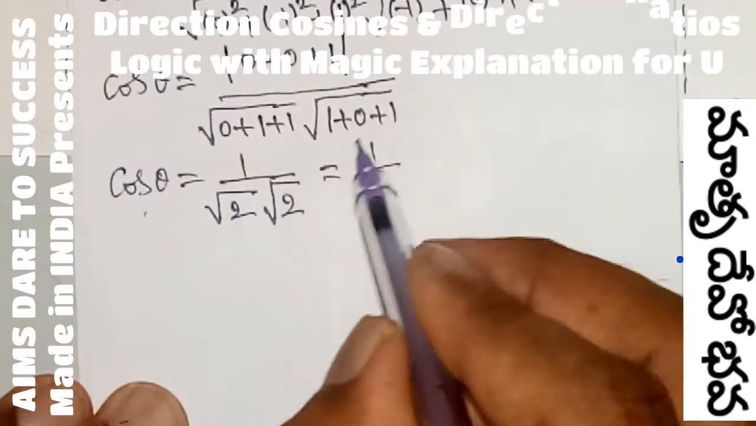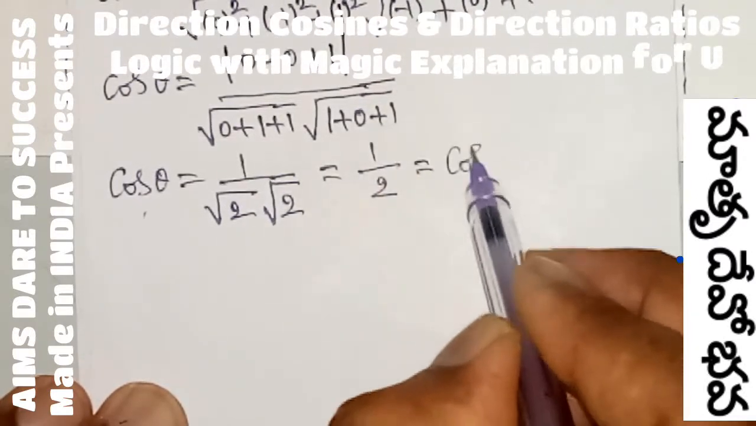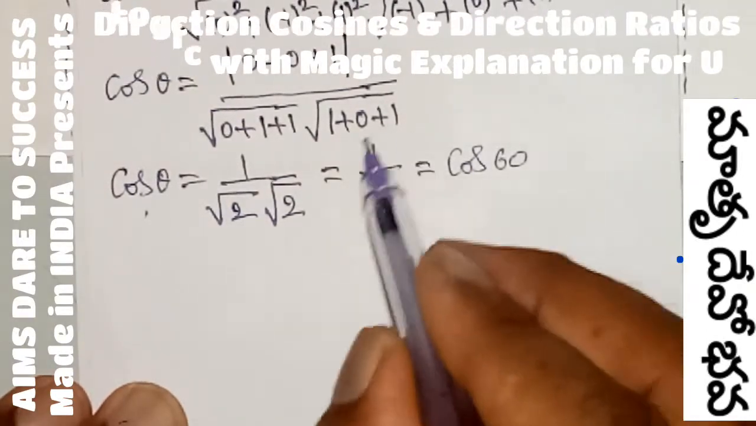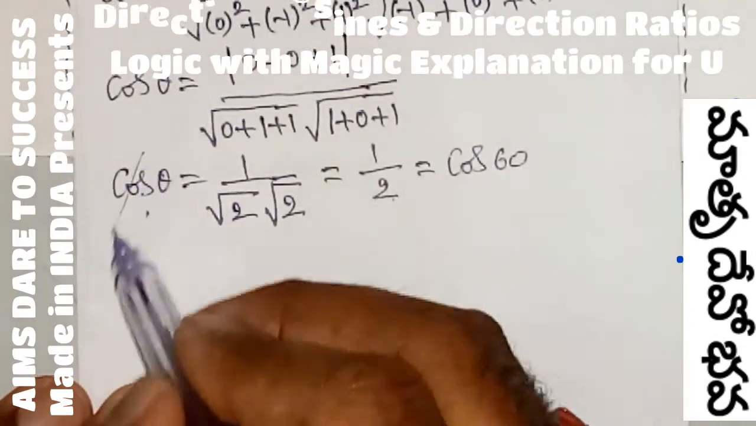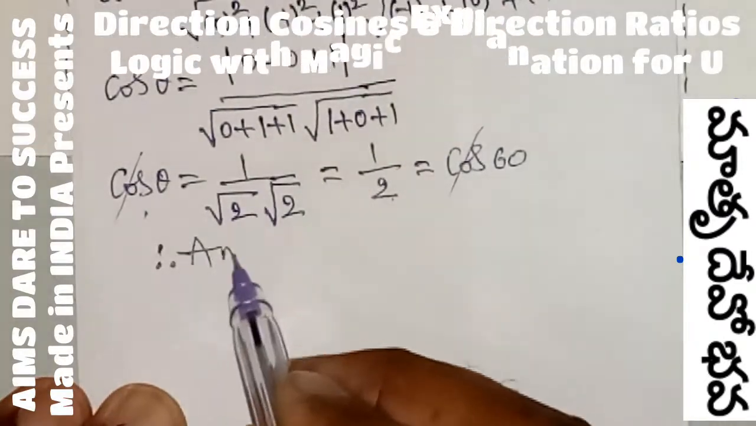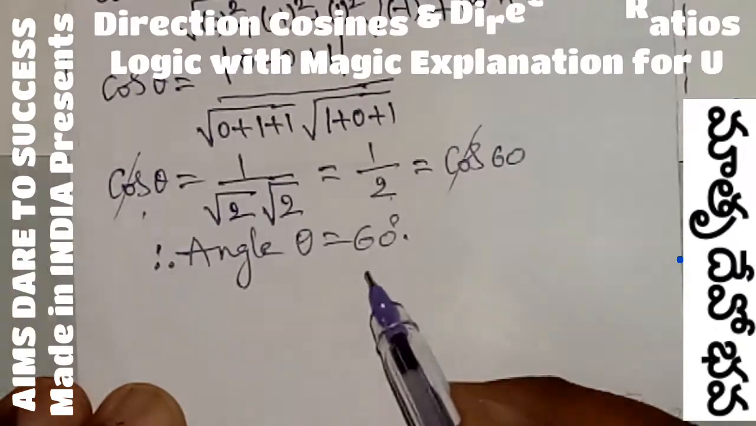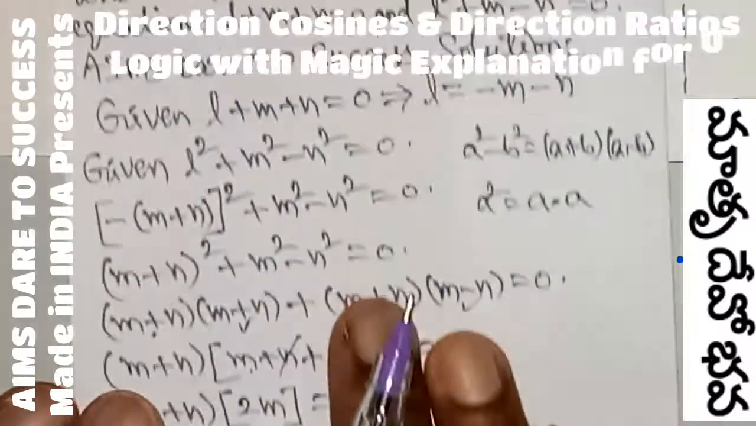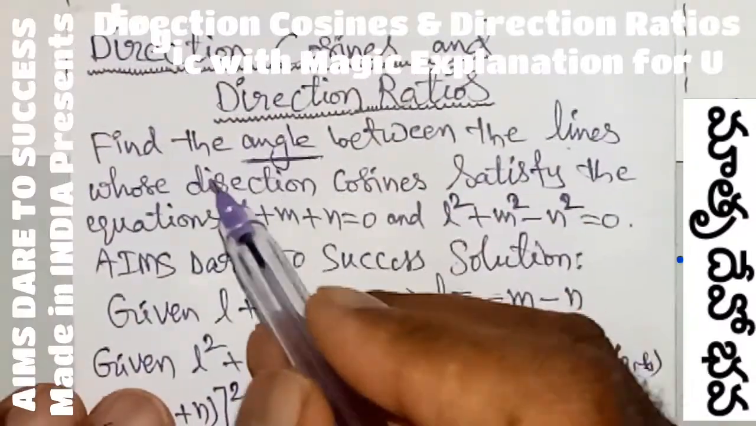In terms of cos, from the trigonometry table, the value for 1 by 2 is cos 60. Cos theta is equal to 1 by 2. According to the trigonometry table, cos 60 is 1 by 2. So the cos on the left side and the cos on the right side get cancelled. Therefore, angle theta is equal to 60 degrees, which is the simple, smart, sweet, required answer for the given question.